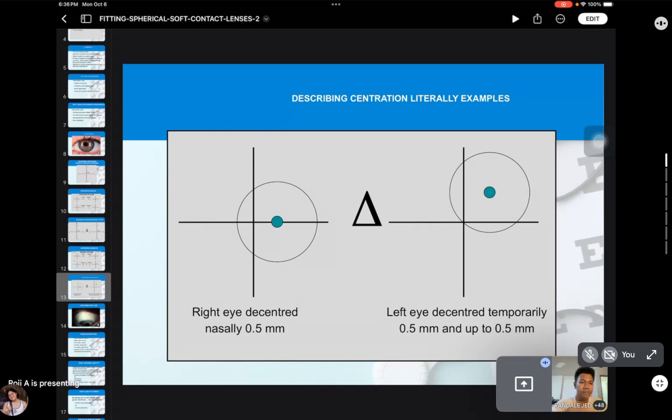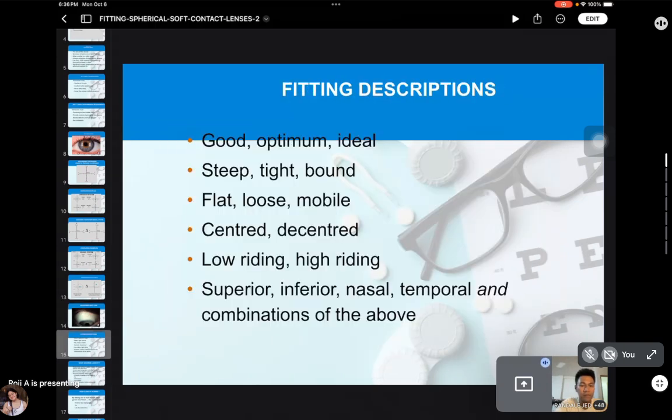So this is how you would describe it. For example, right eye decentered nasally by 0.5 millimeters. That's how you will record, especially in the lab. Left eye decentered temporally, because again, the nasal is represented by your nose, by 0.5 millimeters and up by 0.5 also. Okay, clear on your end?